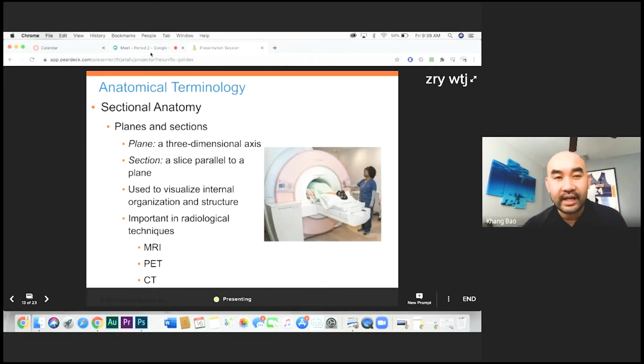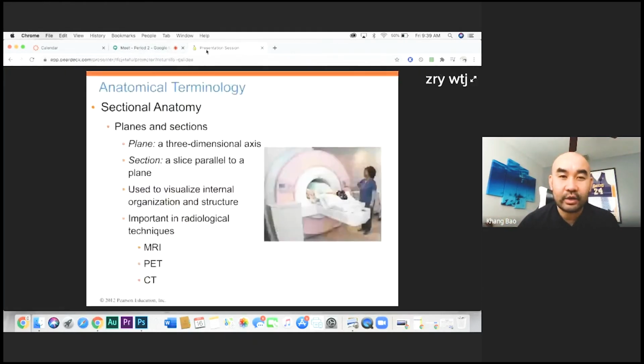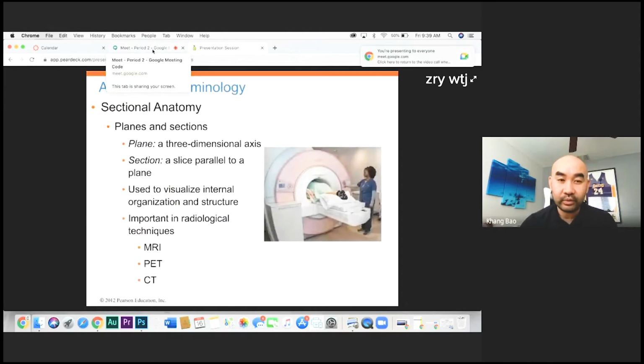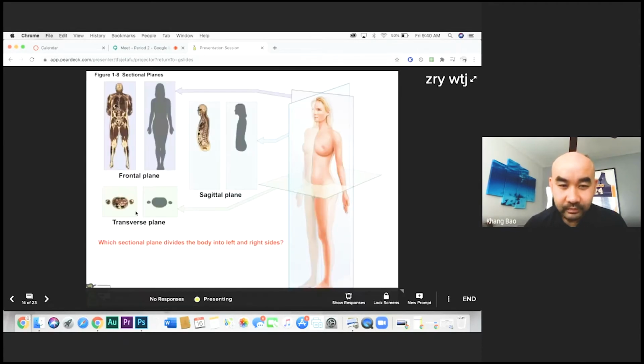For any of you who are going into the ultrasound or radiology field, you need to know these things. For example, if you are planning to work in the radiological field, like with an MRI machine, PET scan, CT scan, and so on, X-ray, you will definitely need to know how to describe section and plane in a human body. So, what are they?